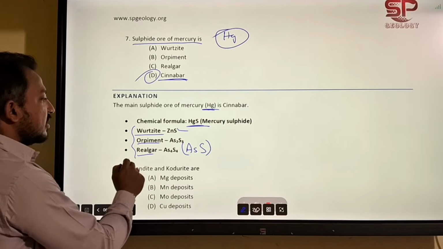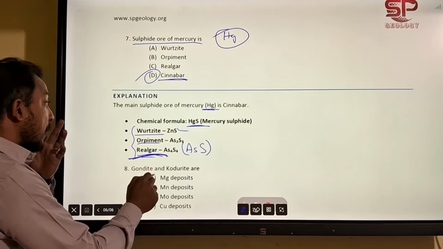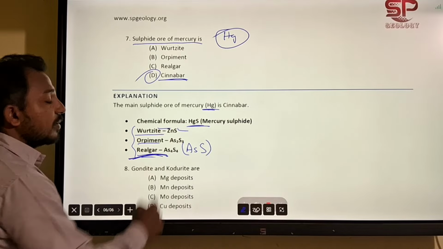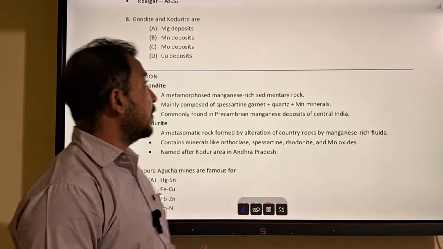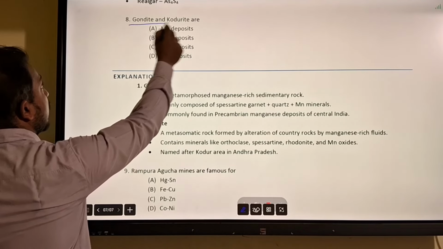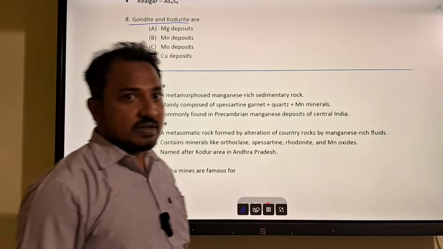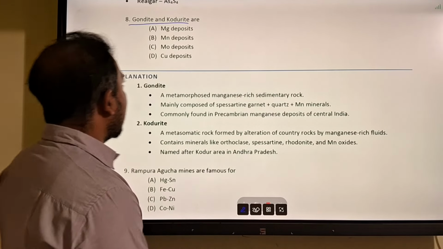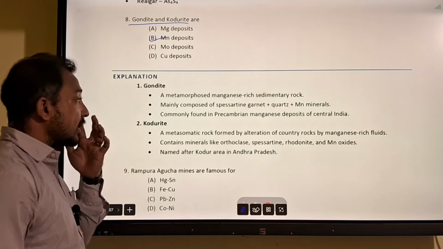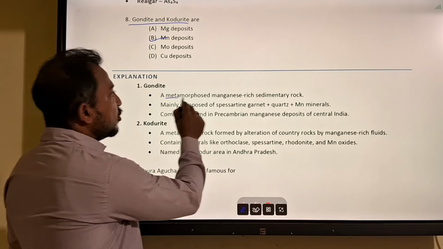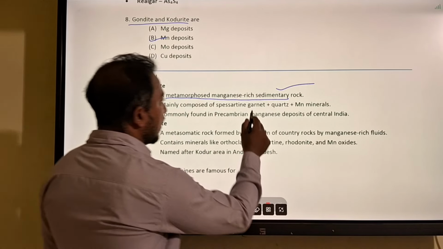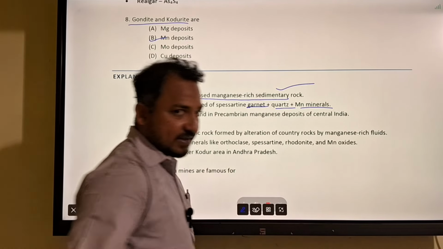And remember, all these are also very important. They are ores of arsenic, and this is an ore of zinc. So next question, gondite and kodurite. Gondite and kodurite are found in the Eastern Ghat region, which is famous for manganese deposition. The answer will be manganese. Gondite is a metamorphosed manganese-rich sedimentary rock that contains garnet, quartz, and Mn minerals.